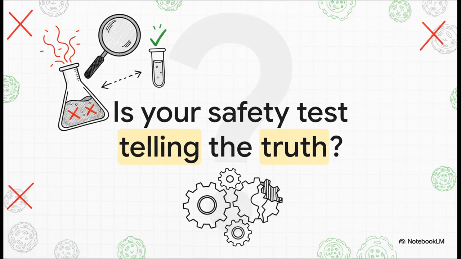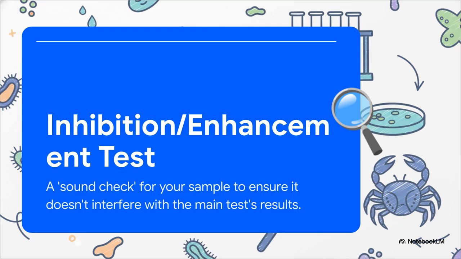Just imagine this. You run a critical safety test, but what if something in your sample is secretly messing with the results? How would you even know? Well, this simple preliminary test is designed to answer that exact question and make sure your main test isn't lying to you. So let's really dig into this whole sound check idea.